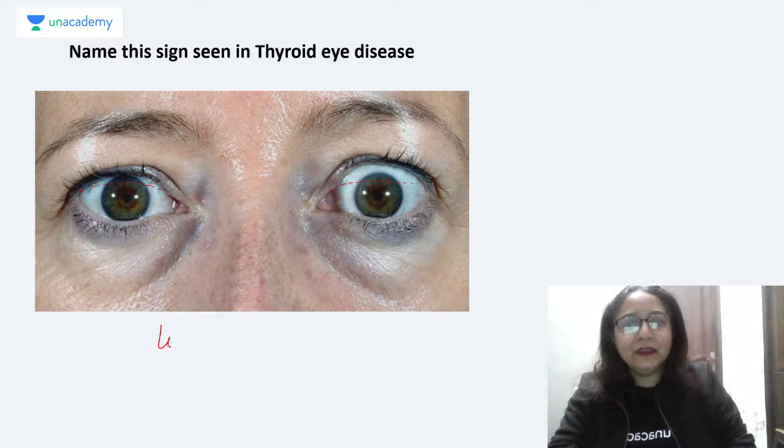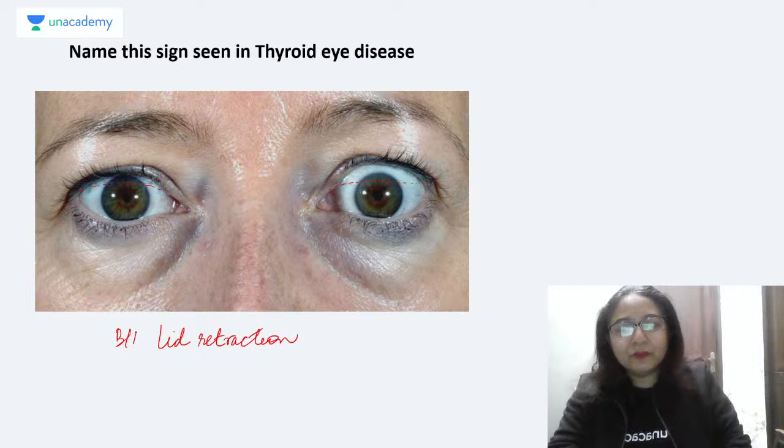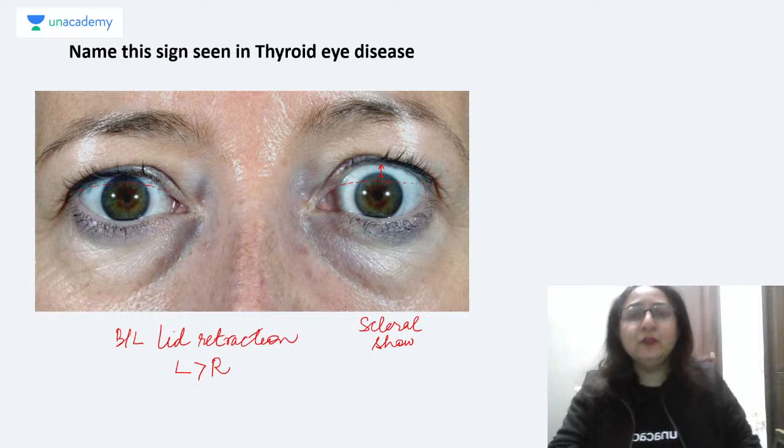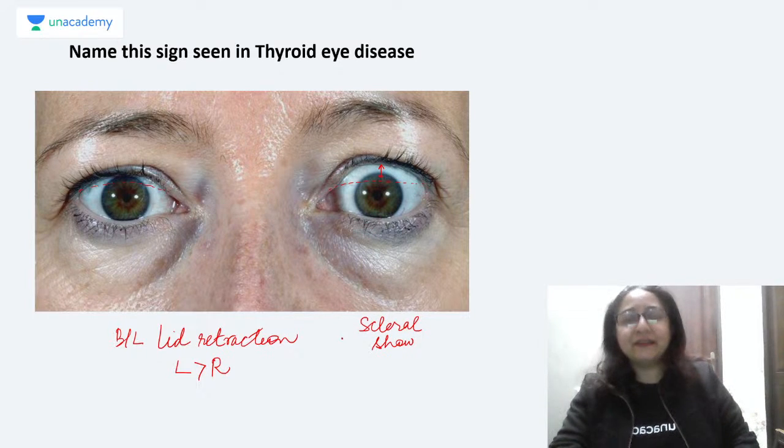There is lid retraction. There is bilateral lid retraction, which is more in the left eye, lesser in the right eye, but this lid is also retracted and this lid is also retracted. Here the retraction is so marked that we can see the sclera also. The sclera superiorly is not normally visible. So what is this known as? That scleral show, that we can see even the sclera due to markedly retracted upper lid.